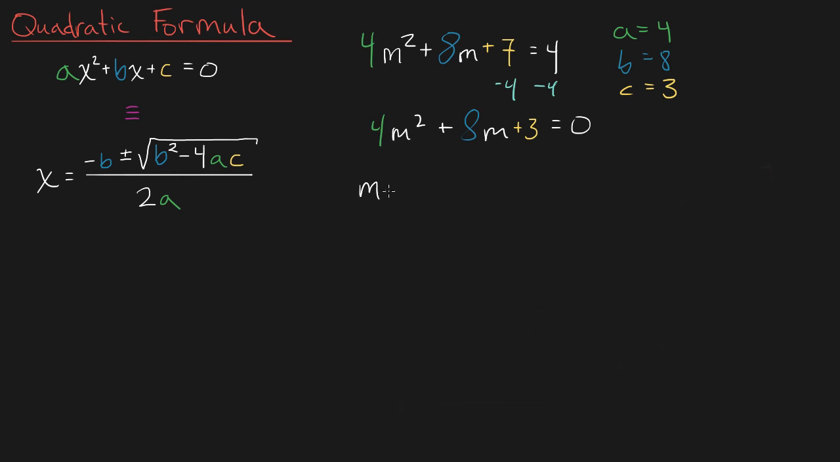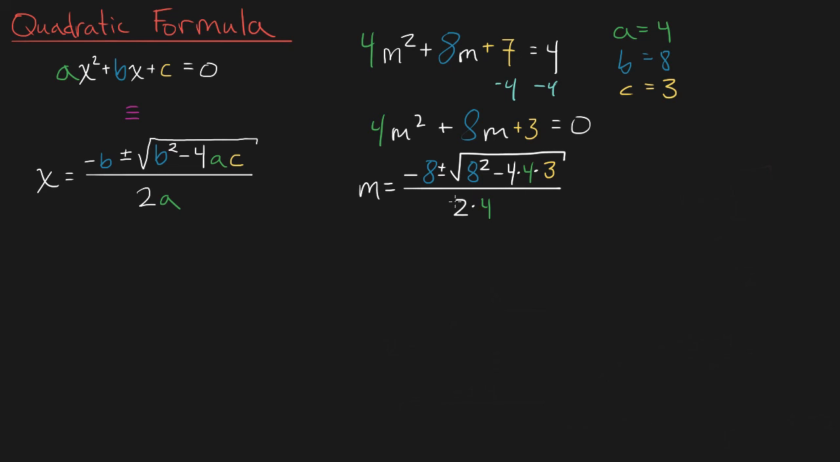So that will be m is equal to negative b, so that's negative 8, plus or minus the square root of b squared, so that's 8 squared, minus 4 times a, which is also 4, times c, which is 3. And all of that over 2 times a, which is 4, so that is 2 times 4.